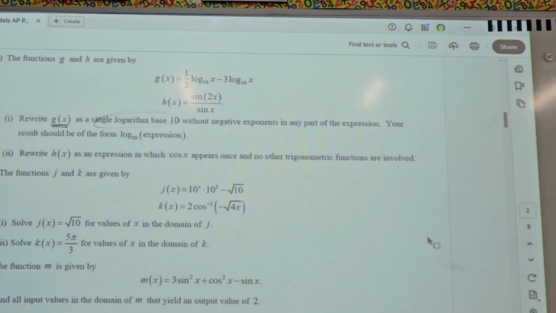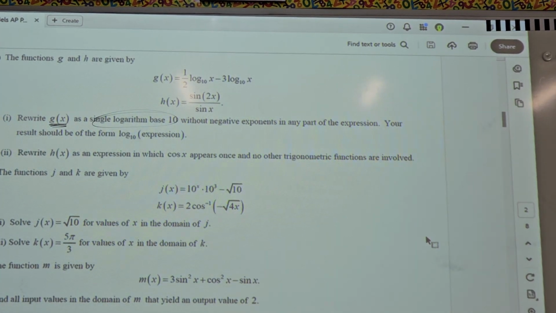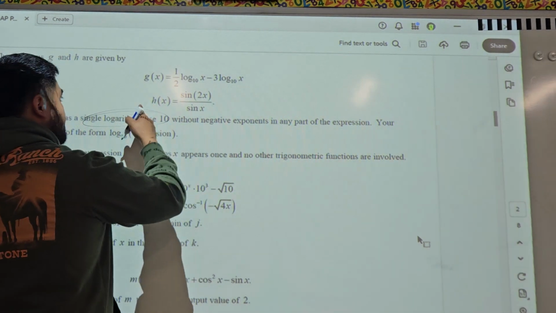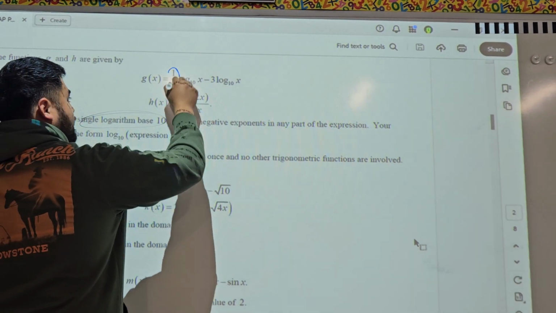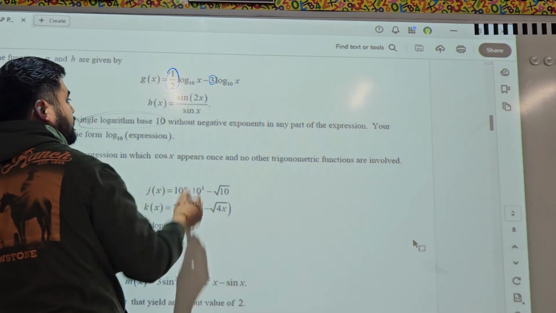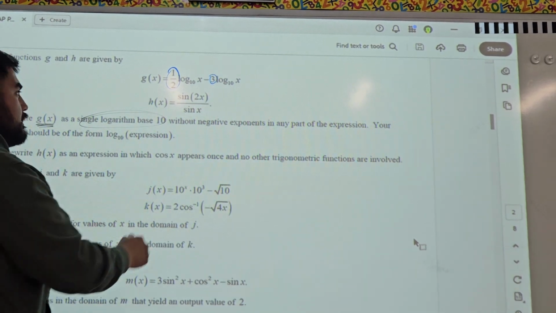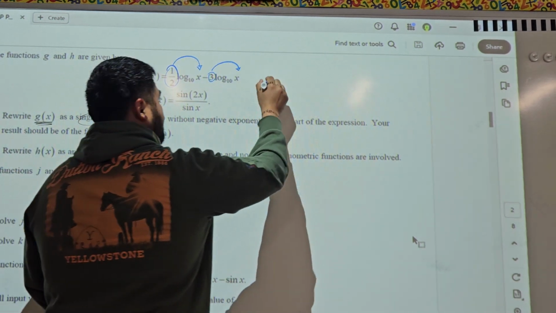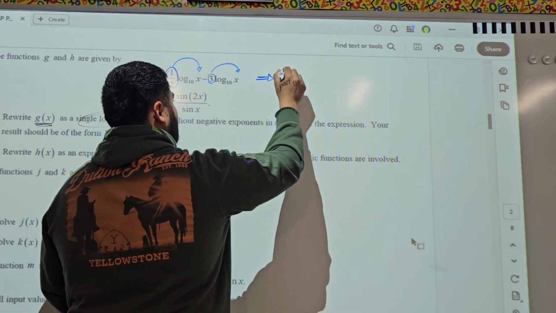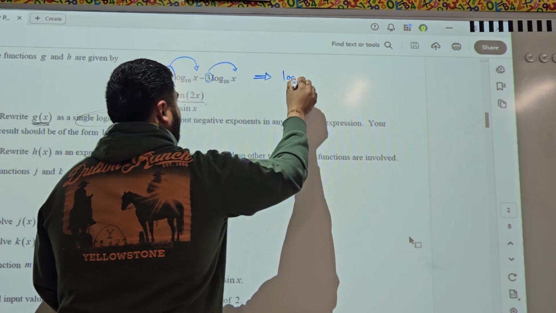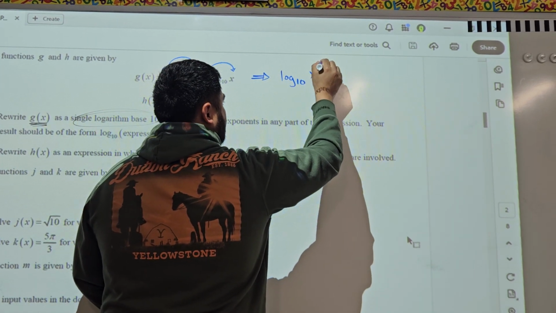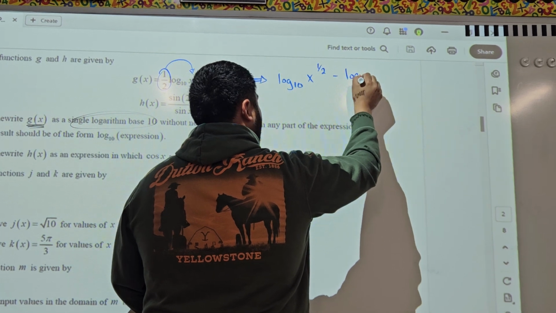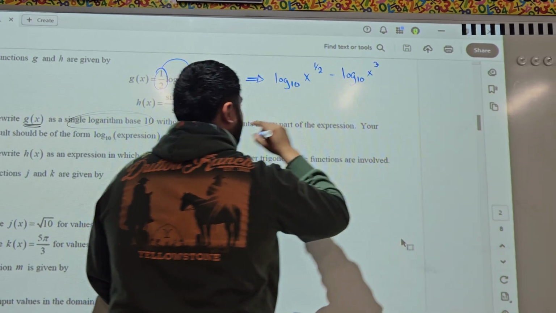But this time the base is 10. So now, what do I do? Well, if I see g of x, it's over here. So I have this 1/2 in front of the log. You're always checking for numbers in front of the log when you're trying to condense. And these numbers are just gonna become exponents. So again, you have this converting to log with the base of 10, x to the power of 1 over 2, minus log with the base of 10, x to the power of 3.